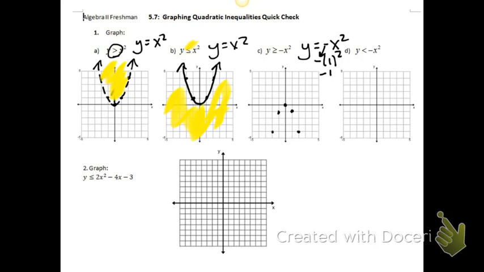Now notice, because the inequality does have the equal to bit on there, we're going to have to make this a solid parabola, like so. And now, because it's a greater than sign, you should have shaded above.